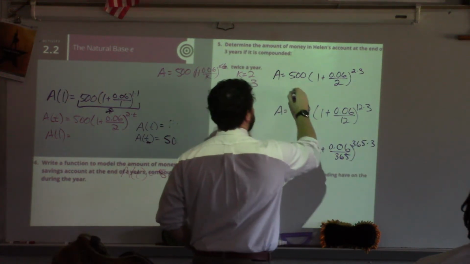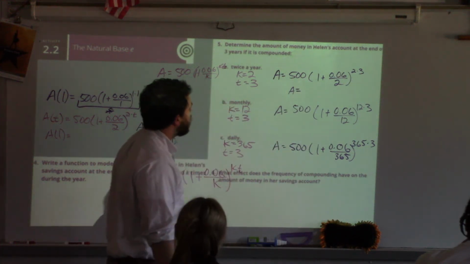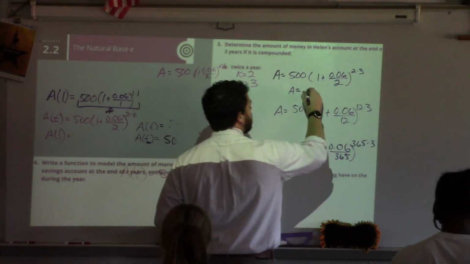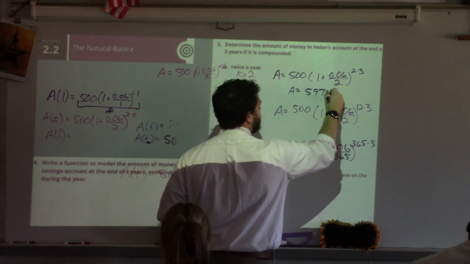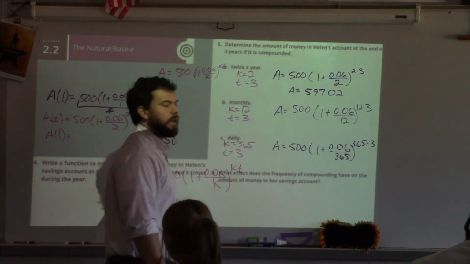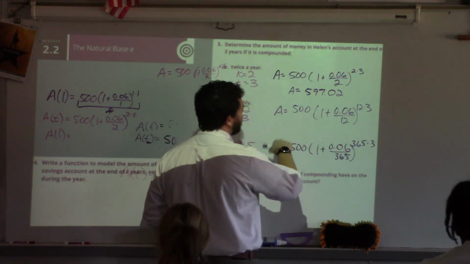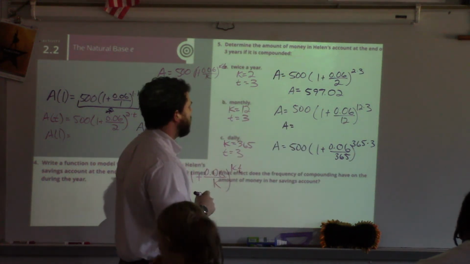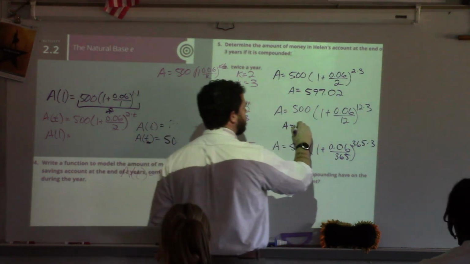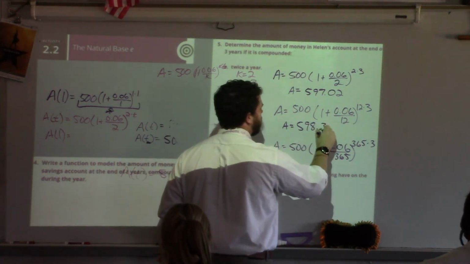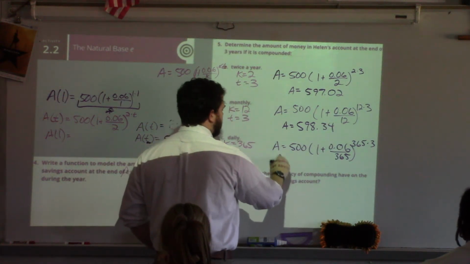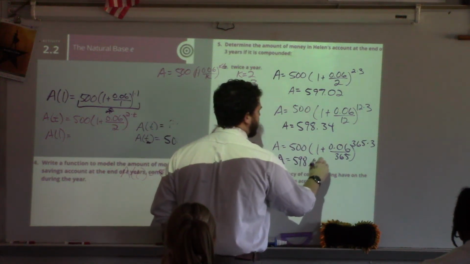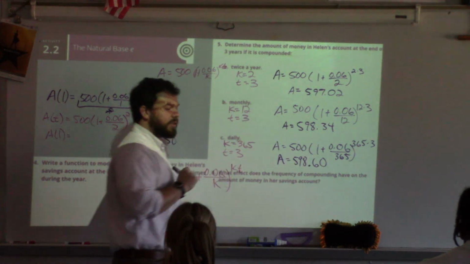Okay. So, compounding it twice a year, what is the accrued interest? 597.02. Everyone agree? Okay? And I should say, it's not accrued interest, it's accrued value. That's really what it is. So the monthly, 598.34. And then daily, 598.6. So 0.60, 60 cents.